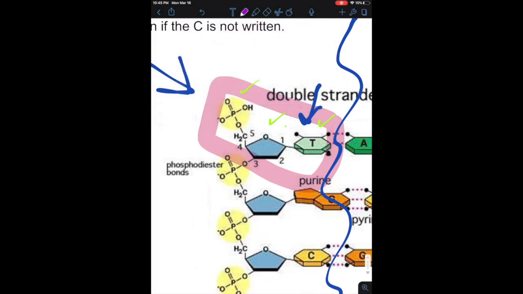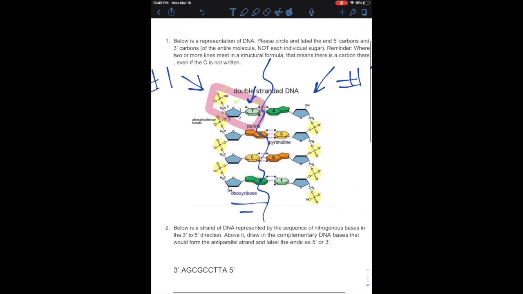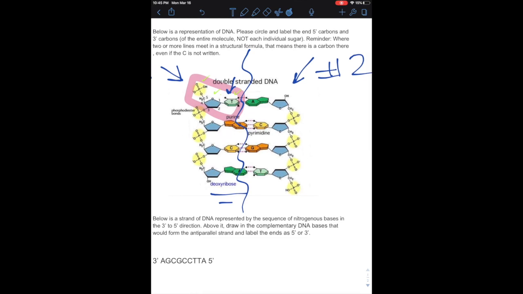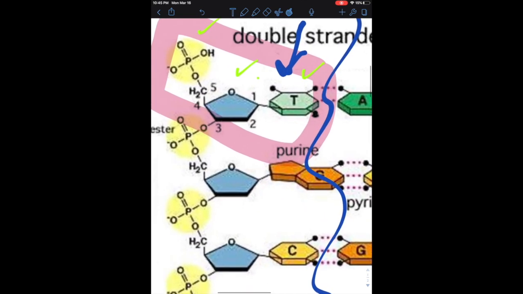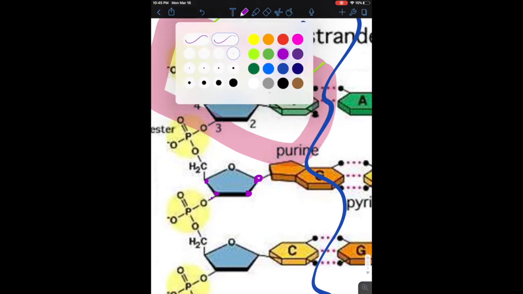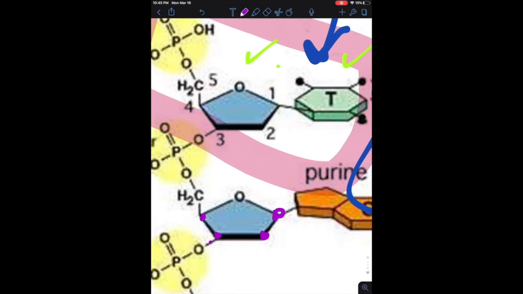So oxygen's at the top. Then, like it tells you in the directions, that reminder, where 2 or more lines meet, that means that there's a carbon there. So even though this is numbered 1, if we look at this picture down here, there's a carbon here, a carbon here, a carbon here, a carbon here. So when we're looking at this structure where 2 lines meet, that symbolizes that a carbon is there. So let's take a look at this first carbon. Start at the oxygen, go clockwise. 1', 2', 3', 4', 5'.